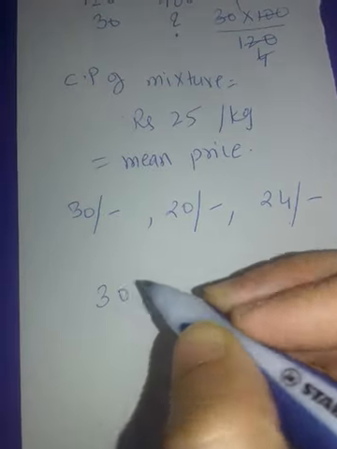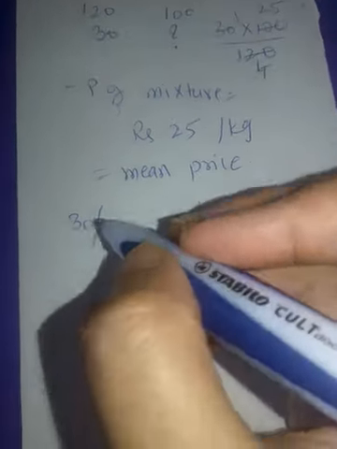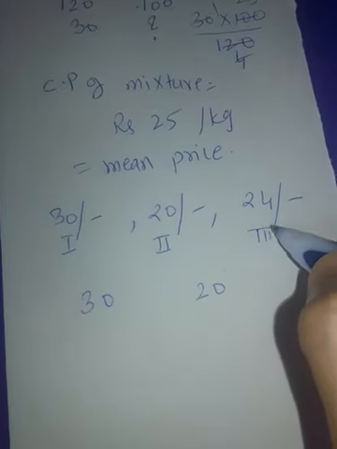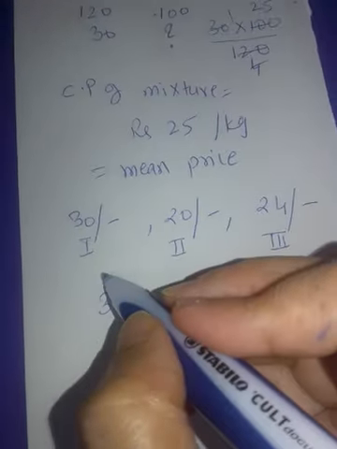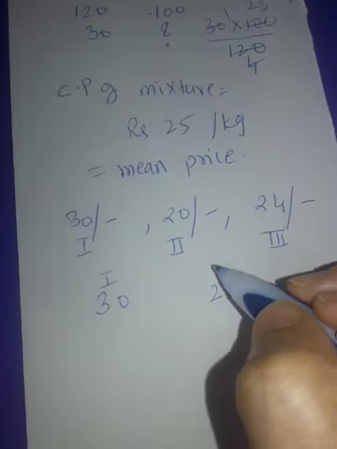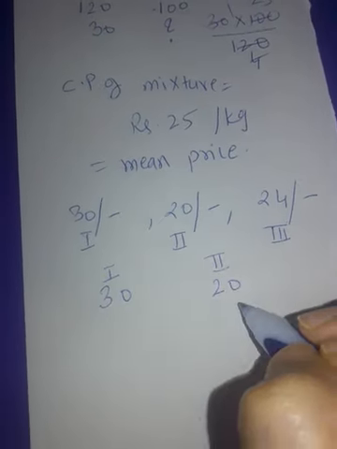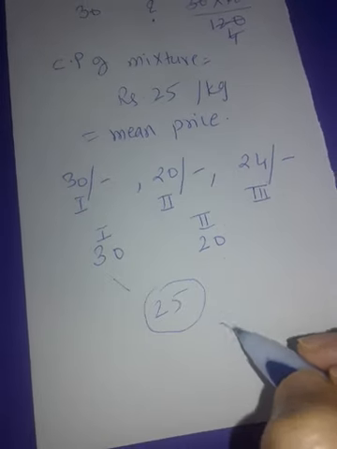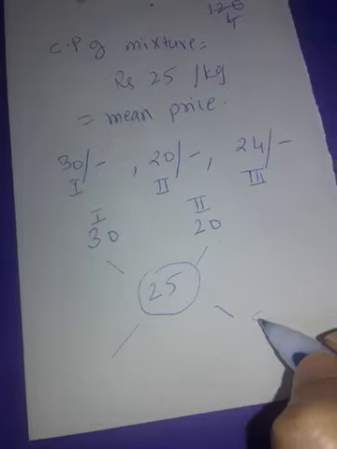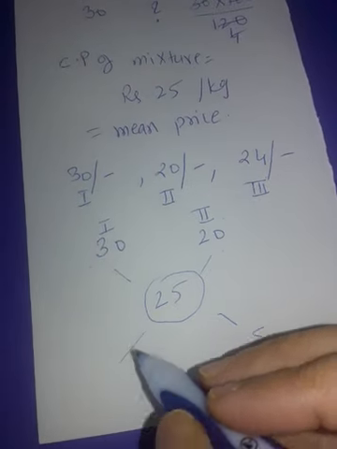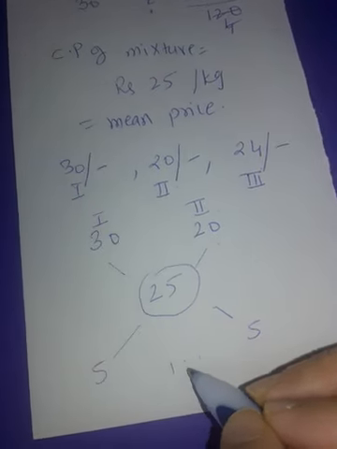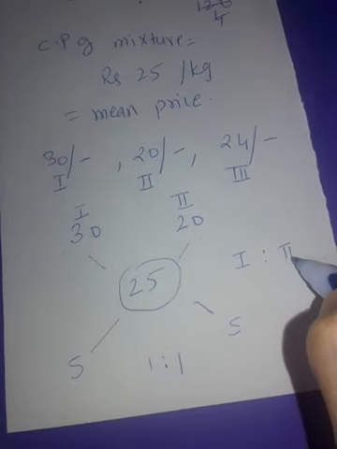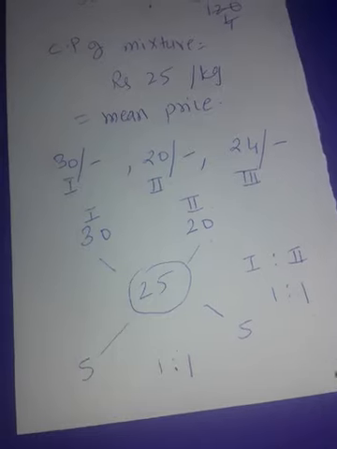First I am starting with 30, 20. Let me call them 1, 2 and 3. 3 varieties are there. This is 1 and this is 2. 30, 20 and the mean is 25. This is 5. This is also 5. That is 1:1. So that means 1 and 2 is going to be 1:1.